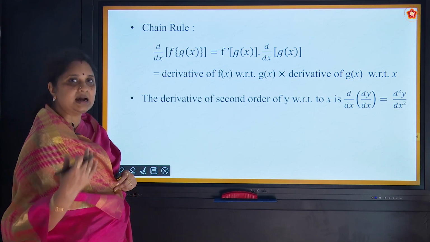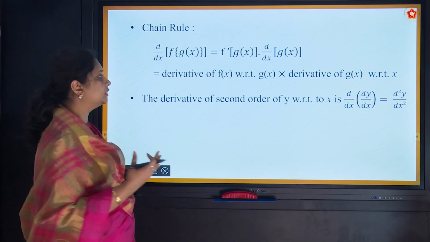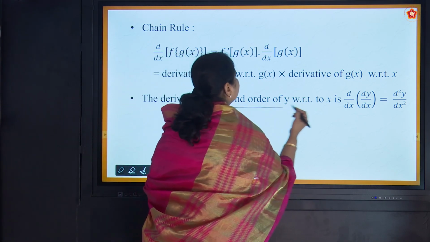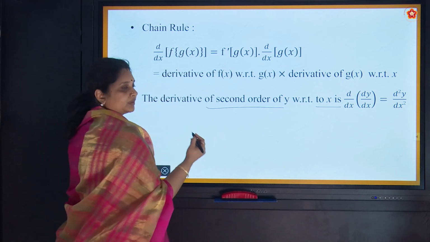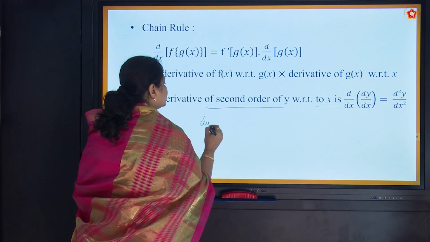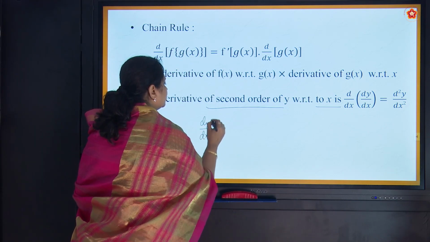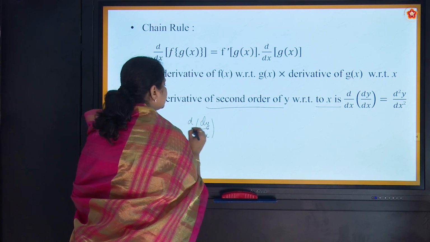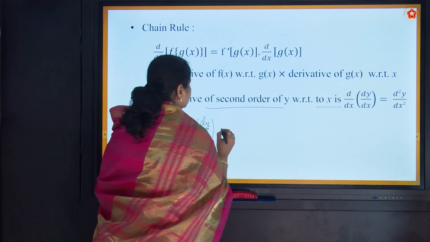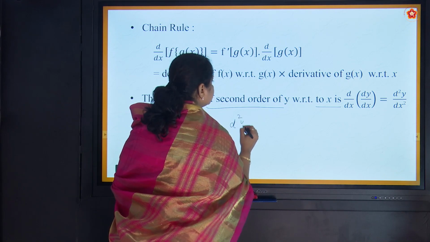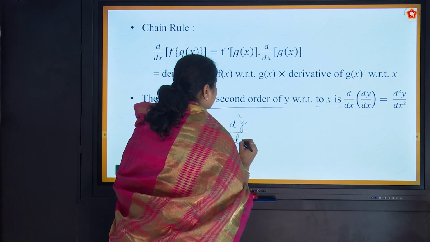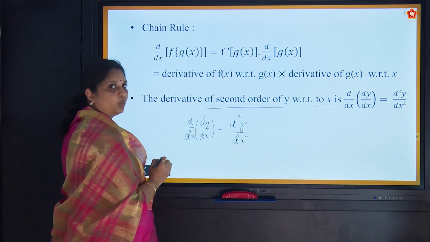Now, the last and not the least is the second order derivative of y with respect to x. So, an already differentiated function, when it is again differentiated with respect to the same variable, you call it a second order derivative and you express it as d square y by dx square.